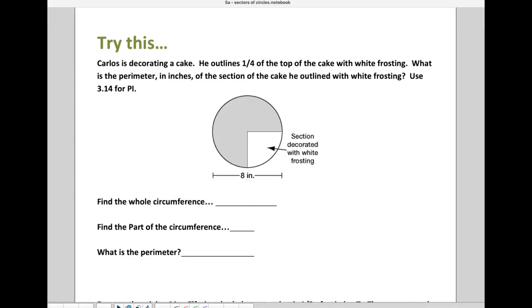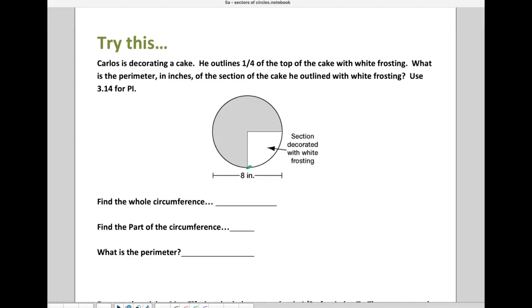Okay, this time we have Carlos decorating a cake. He outlines 1/4 of the top of the cake with white frosting. What is the perimeter of the section of the cake he outlined in white frosting? Okay, he's not outlining the entire cake, he's only outlining part of it. So let's start here. We need to find all the way around the circle first.